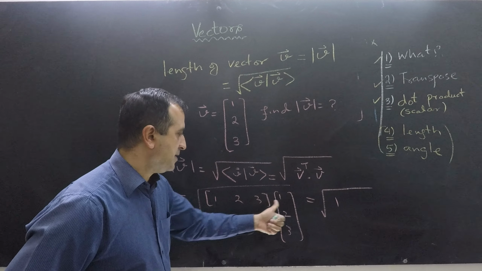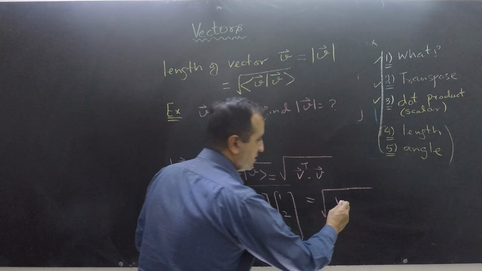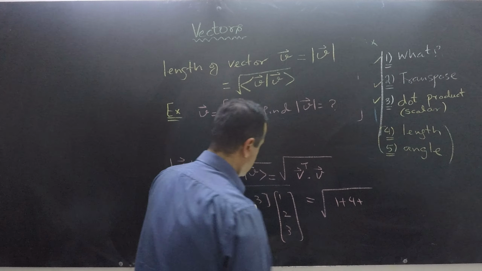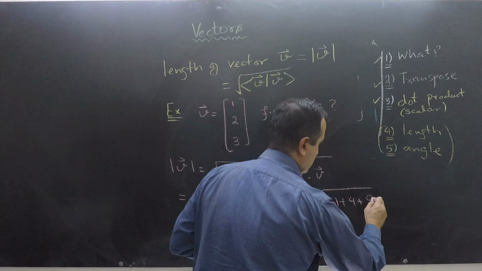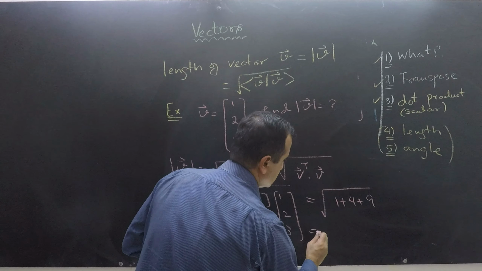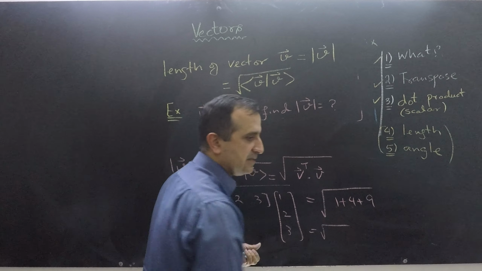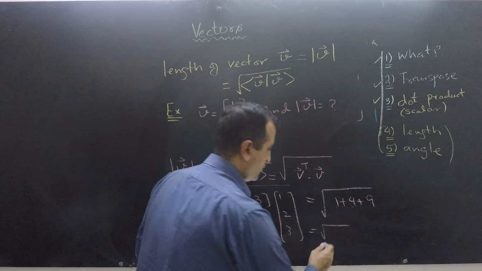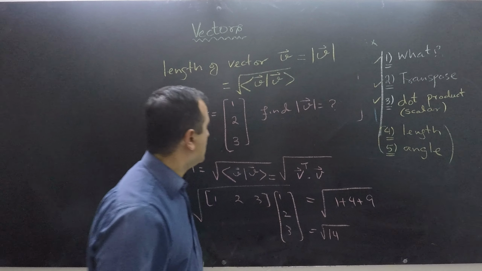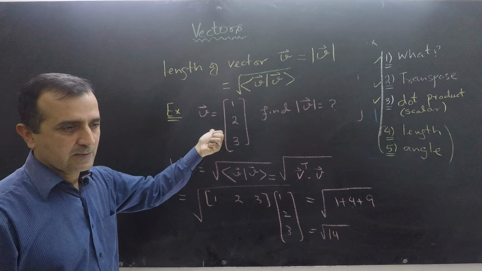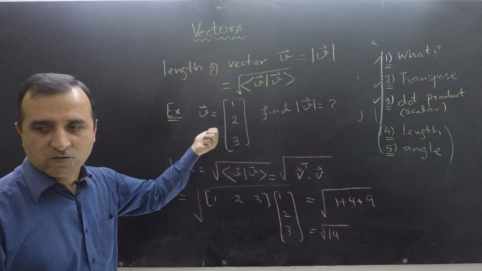So 1 times 1 is 1, 2 times 2 is 4 and 3 times 3 is 9. So it's going to be square root of 1 plus 4 plus 9, that is square root of 14. That's the length of this vector. Make sense? Yes. Any questions?